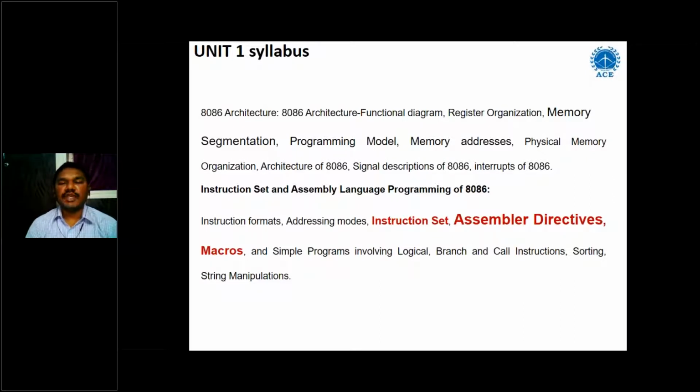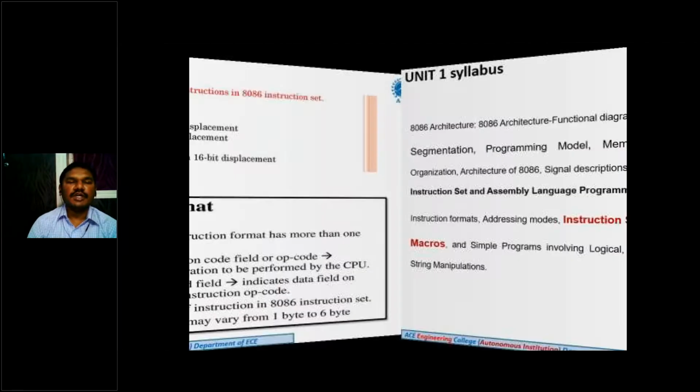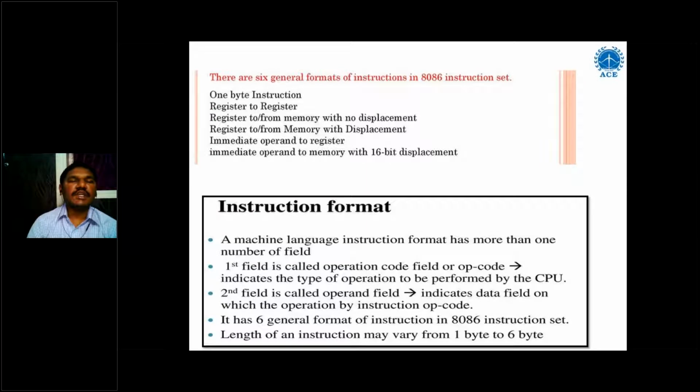Because in the last presentation, we have seen what the assembly directives are, what the types of assembly directives are, and what the procedures and macros are. Today we will see the instruction set of the 8086 microprocessor. These are the six types of instruction formats. So one instruction can be written in six types. That's why it is called six types of instruction formats.